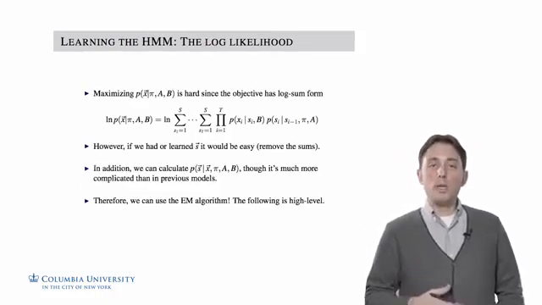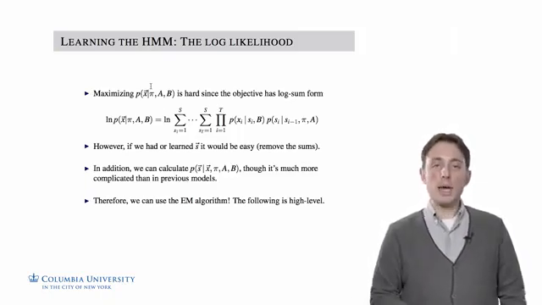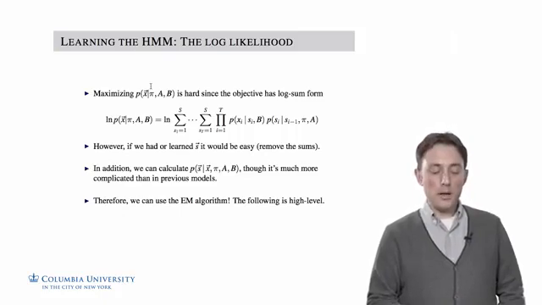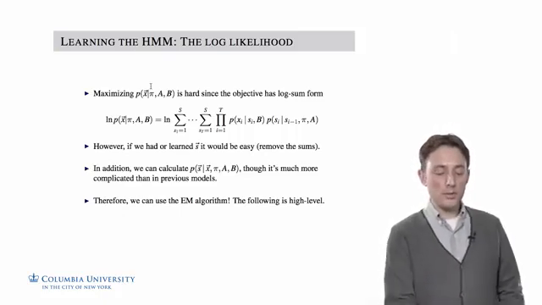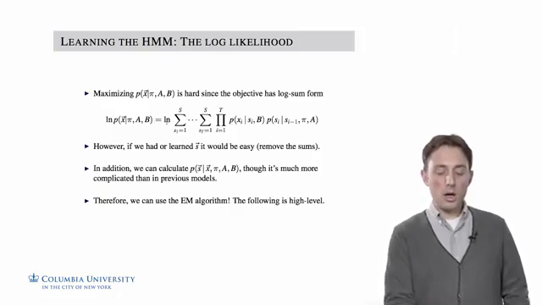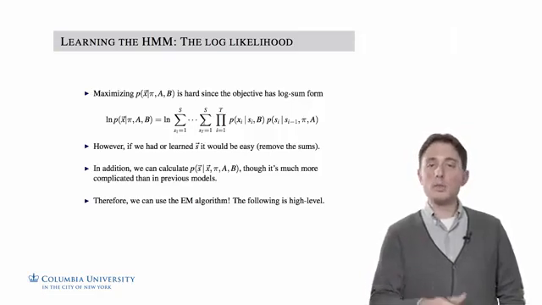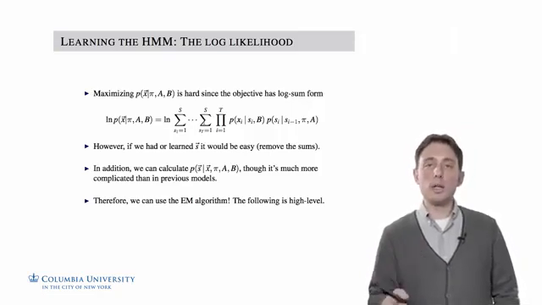But we don't know what the states are. We want to sum them out and maximize this marginal likelihood. However, it's very hard to do, because if we wanted to maximize this log marginal likelihood, we're maximizing the log of a sum, and we remember that that's a difficult thing to do. If we started to take derivatives, we'd find very quickly that we're in trouble, that we can't optimize these things in closed form.